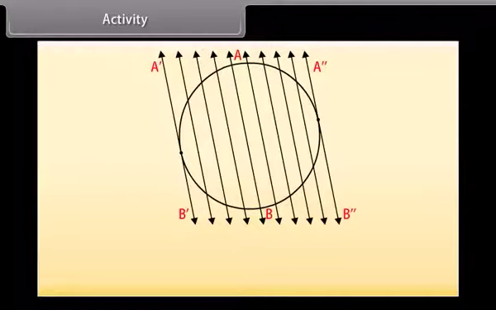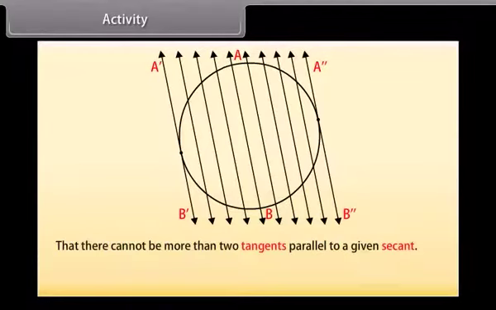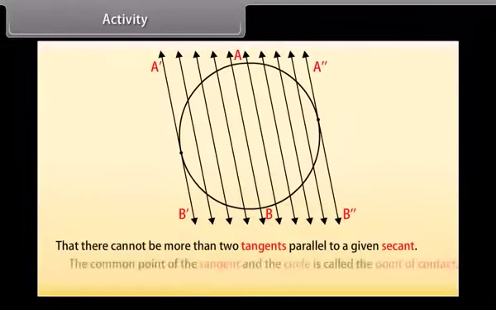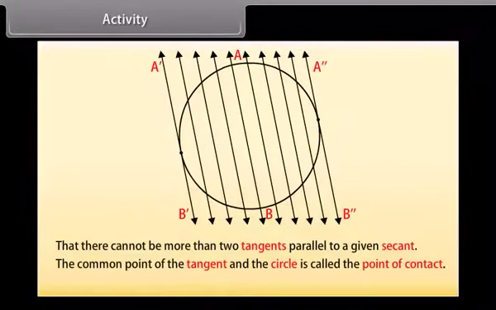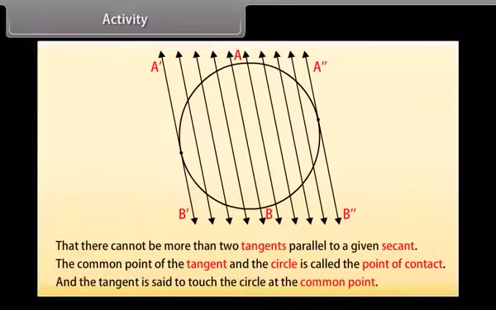Now look at the positions AB and AB of the secant. These are the tangents to the circle parallel to the given secant AB. We can also observe that there cannot be more than two tangents parallel to a given secant. The common point of the tangent and the circle is called the point of contact, and the tangent is said to touch the circle at the common point.